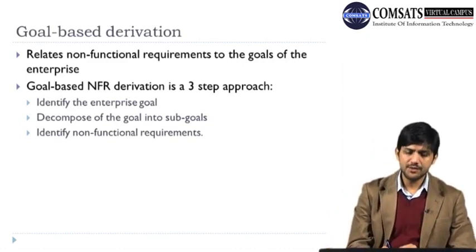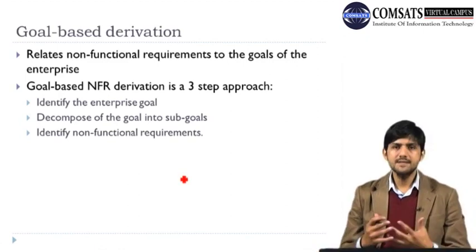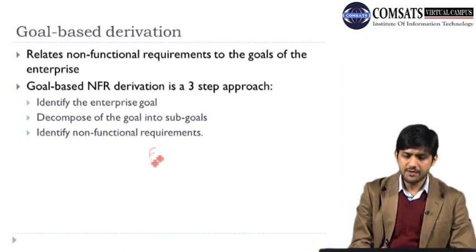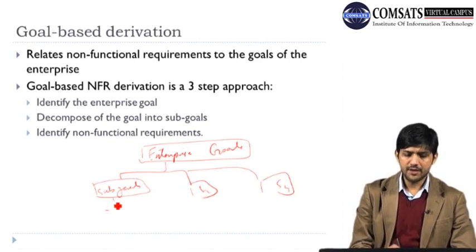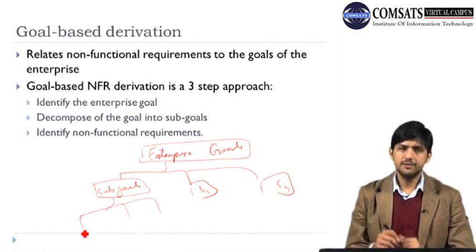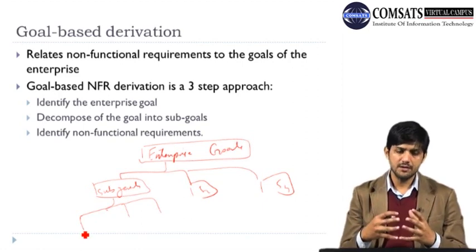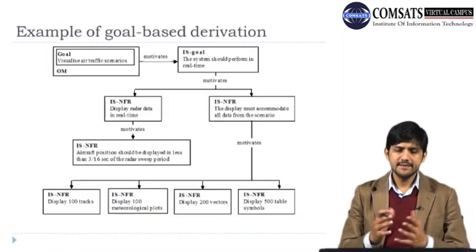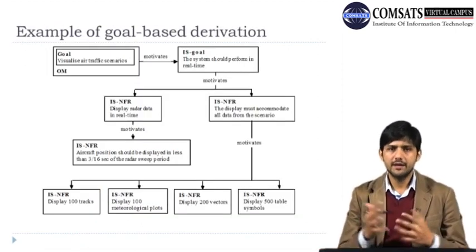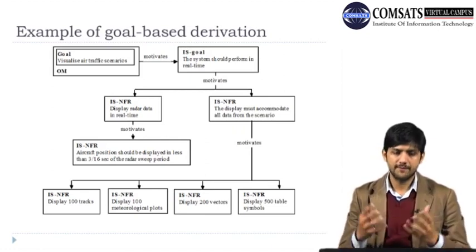It is similar to concern decomposition, but because it is goal-based, the first thing we have is the enterprise goals. Once we identify them, we can identify the sub-goals, say sub-goal 2 and sub-goal 3. Then we try to identify the non-functional requirements which would help this organization achieve these sub-goals, and thus the overall goal. Let's look at an example of goal-based derivation and how we identify non-functional requirements through it.